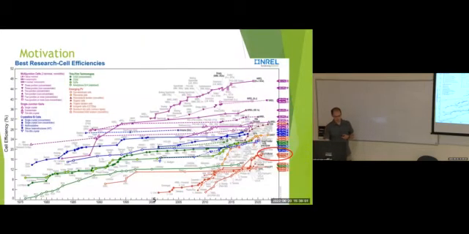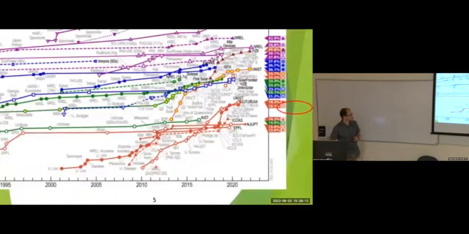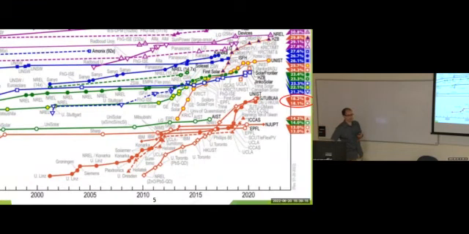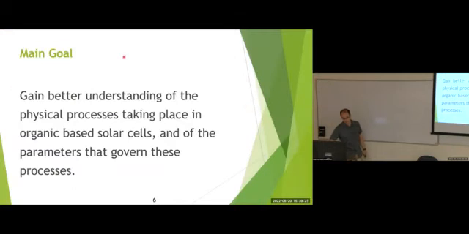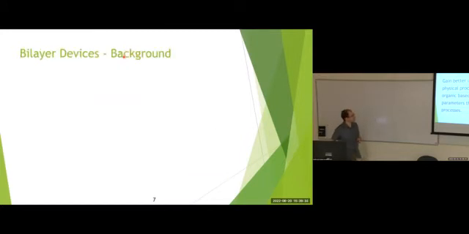And now to our motivation. Here in this graph, you see the power conversion efficiency for all types of solar cells, and how they developed through time. And these red dots here are for the organic solar cells, approaching today about 20% efficiency. In order to get to this point, and in order to continue and improve, one should gain a better understanding of the physical processes in these organic solar cells, and this is our main goal.